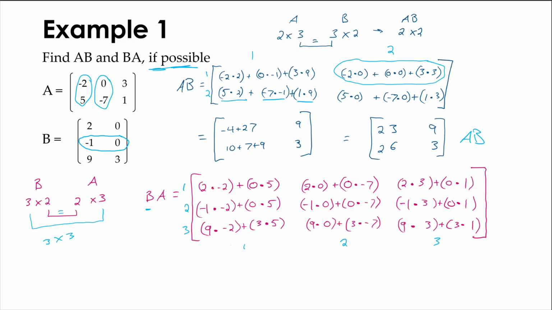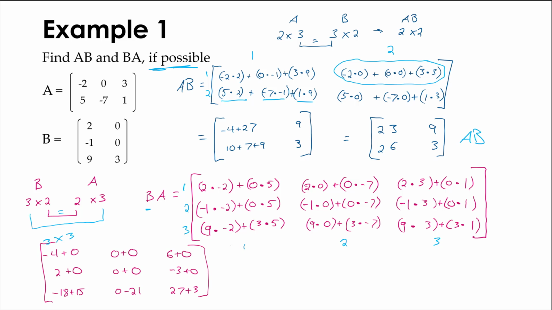So then I've got -1 times 0, and I've got 0 times -7. And then moving on, row 2, column 3. So I'll have row 2 of B, column 3 of A. So I'll have -1 times 3, and I'm going to add that with 0 times 1. And I do the same thing for my final row of BA. And when I do that and start reducing it down, it's going to look like this. And BA is going to be this 3 by 3 matrix that you see here. I'll get this 2 out of the way.